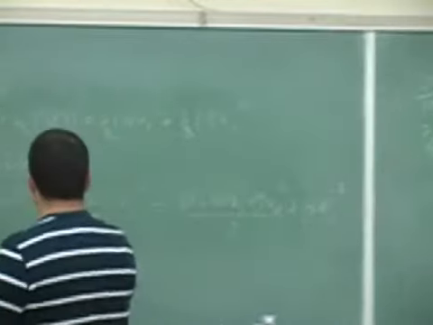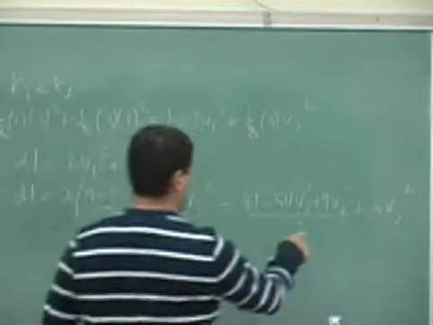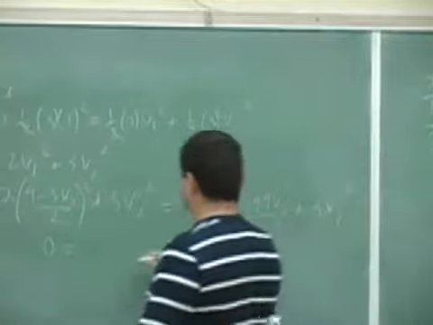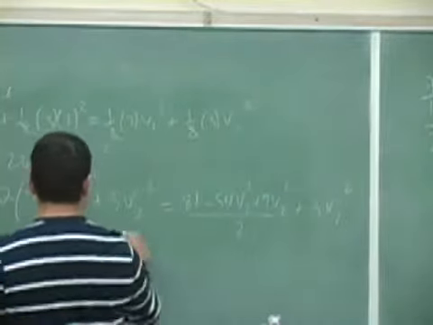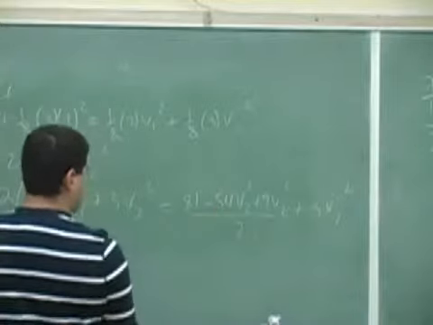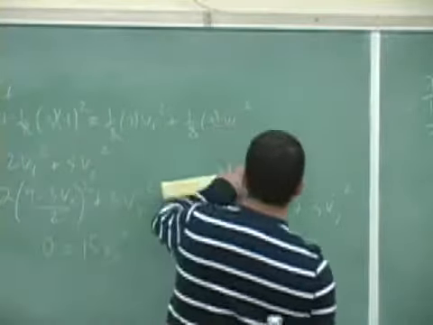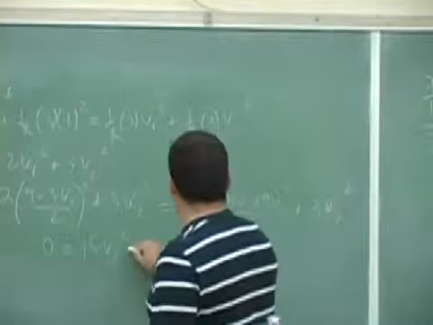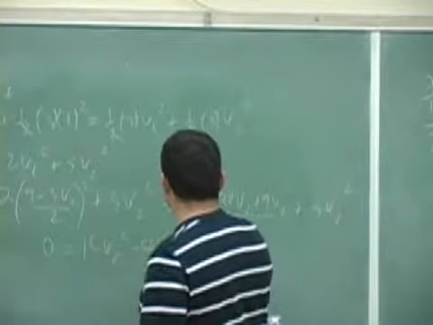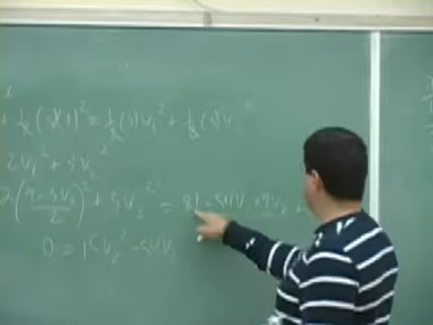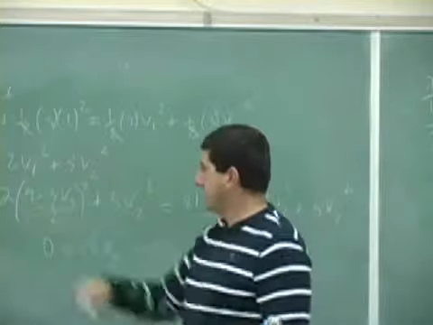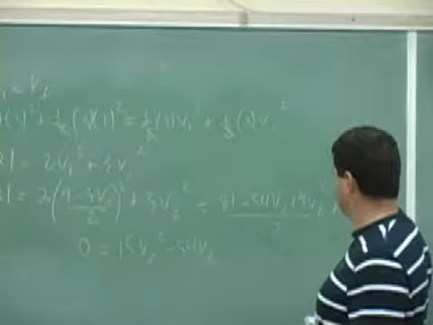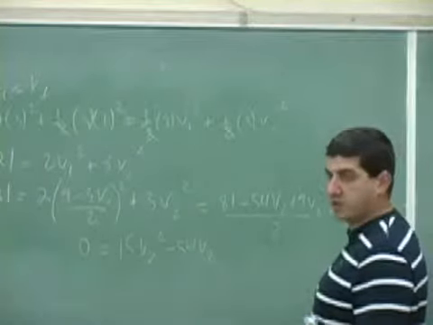So 0 equals, and you get a quadratic equation here. 9 plus 6 is 15. And no, this one is 51 V2. So 15 V2 squared minus 54 V2. And then 81 minus, and then multiply that by 2, that's 81 minus 42, which is 39, right?